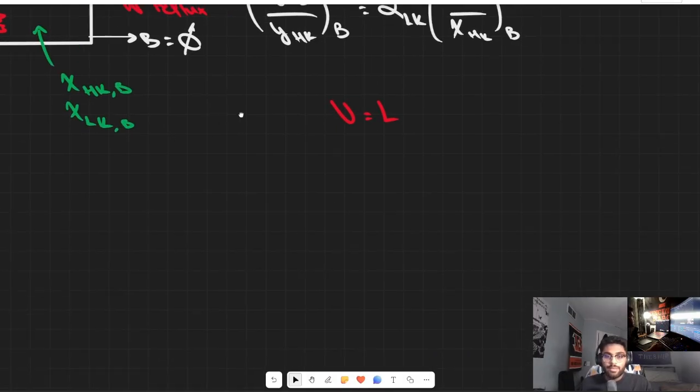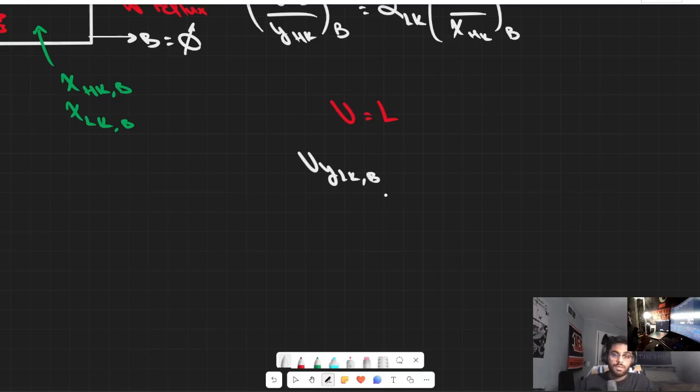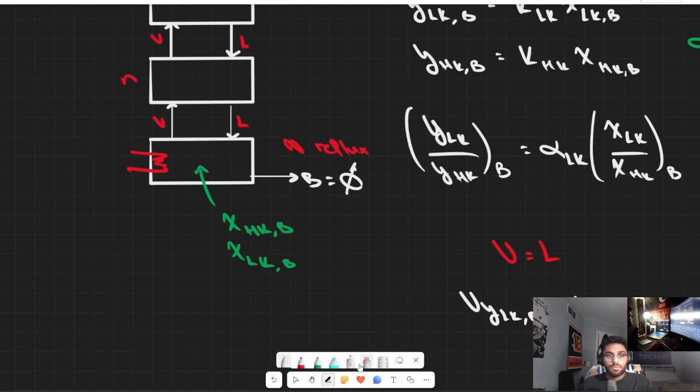And the idea behind saying this is that we can pull something like the vapor flow rate times the vapor mole fraction of the light key coming from the bottoms has to be equal to the liquid flow rate times the liquid mole fraction of the light key coming from stage N. And I'm going to call this stage B for bottoms, and this is stage N over here.